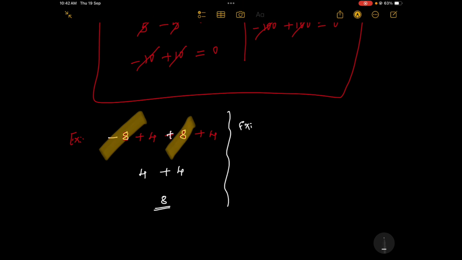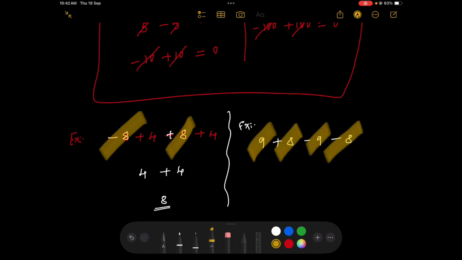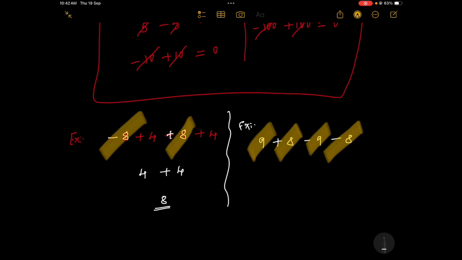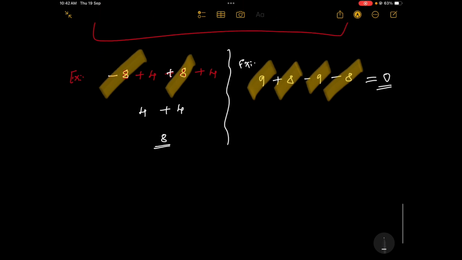8. Okay, now next one. 9 plus 8 minus 9 minus 8. Try to cancel it out. What all can we cancel? Plus 9 minus 9, damar. Then plus 8 minus 8 gets cancelled. All the numbers got cancelled. So the result is 0. 0 is the answer.